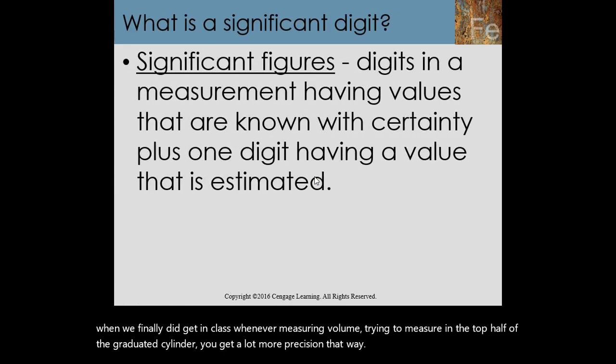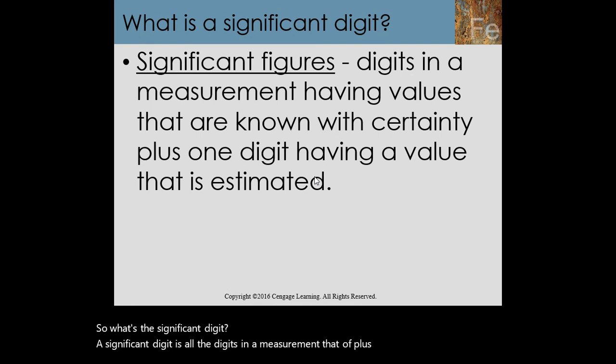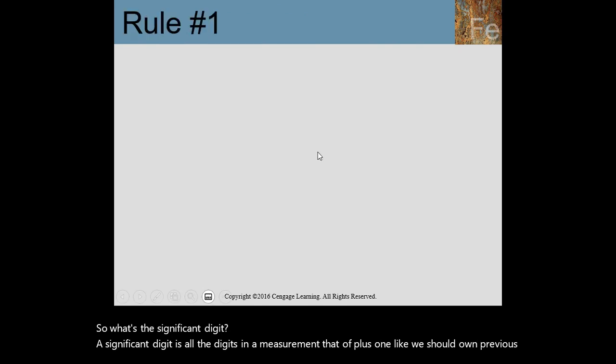Okay, so what's a significant digit? A significant digit is all the digits in a measurement that you know of plus one, like we showed on previous examples, that you've estimated.